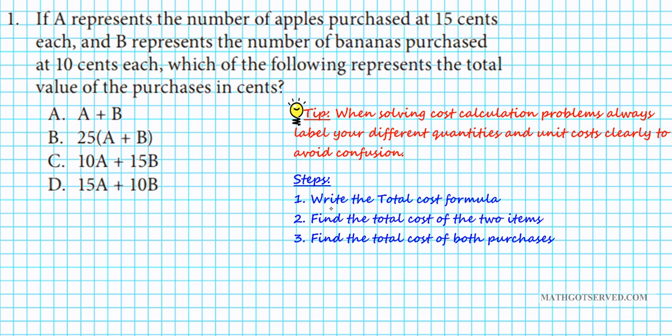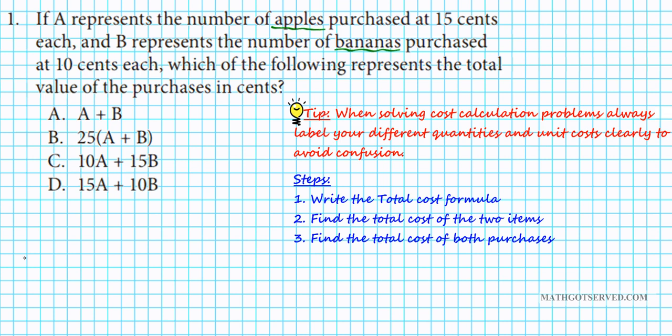Okay? These are the steps we're going to use to solve this problem. First of all, we're going to write down our formula to guide our problem solving process. Then we're going to use our formula to find the total cost of the two items, namely bananas and apples. After finding the total cost of each independent item, we'll then find the total cost of both purchases combined. Okay, so let's go ahead and get started.